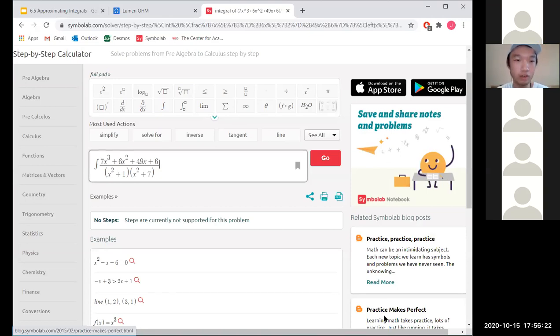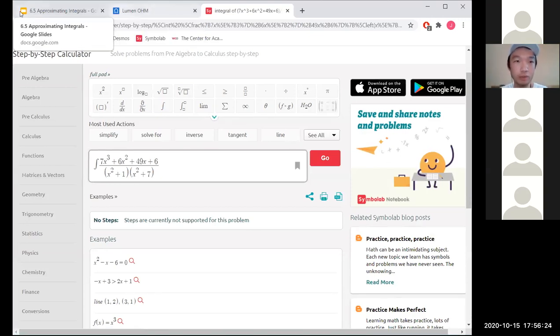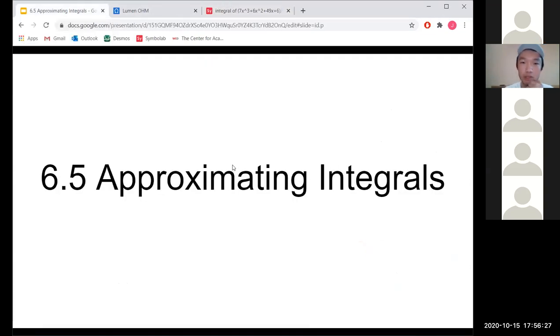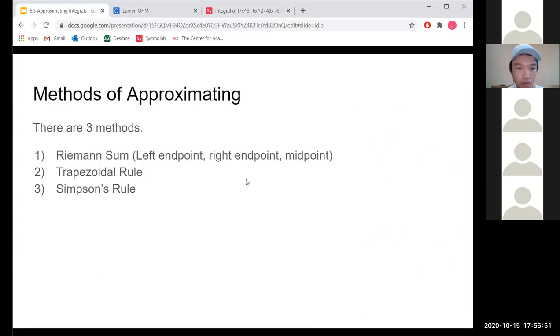Oh yeah, there's the fail on Symbolab. Today we're talking about approximating integrals. There are various methods of approximating integrals, 5 to be exact, 3 of which you guys have learned in Calc 1. So this will be part review and part new stuff. So what are the 5 methods? Actually, there's 3, but the first method has 3 sub-methods, so that's why there's technically 5.